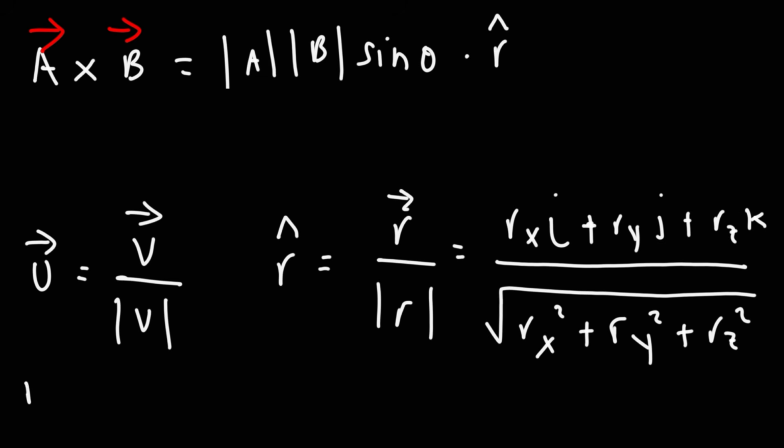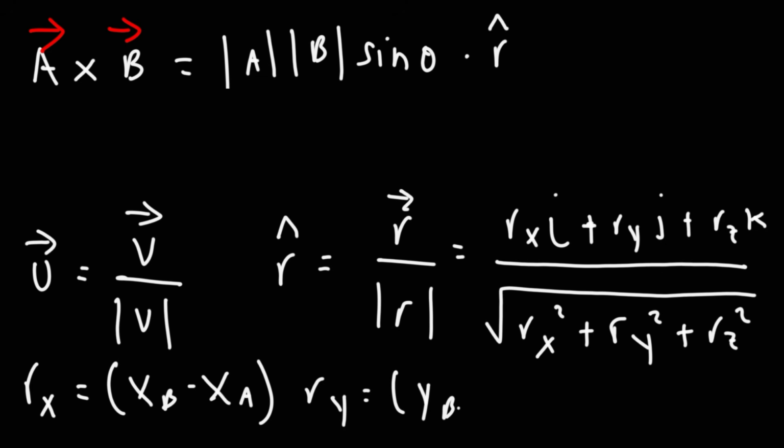Now, if you want to calculate the x component of the position vector, it's simply xb minus xa. For Ry, it's yb minus ya. And for Rz, it's zb minus za.